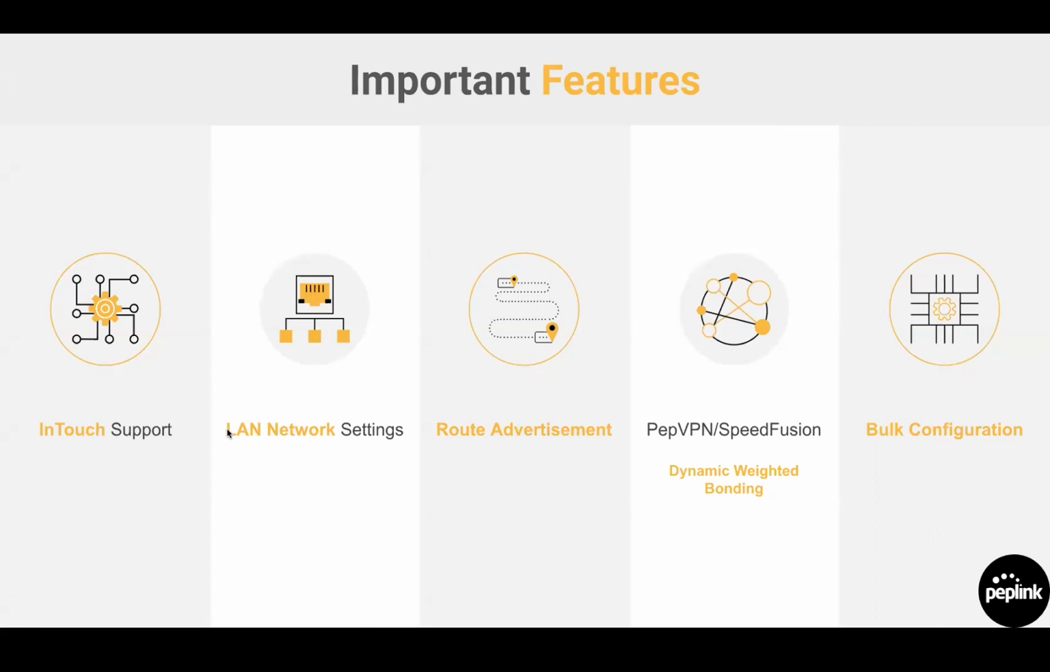And so we've added a lot more capabilities to InTouch to make it easier to reach even more devices out there. We've added a lot of LAN network settings into our zero-touch provisioning capabilities. So before you could push VLAN settings out, now there's a bunch more stuff that we'll talk about there that you can now do with zero-touch provisioning tools. Similarly, we've got some additional zero-touch provisioning options for route advertisement. And PepVPN, SpeedFusion, we've got dynamic weighted bonding. This is a new mode introduced in earlier firmware, and InControl now has the ability to provision these settings so that you can take advantage of that. And last but not least, there are some updates to the bulk configurator. So you've just got a little more granularity there.